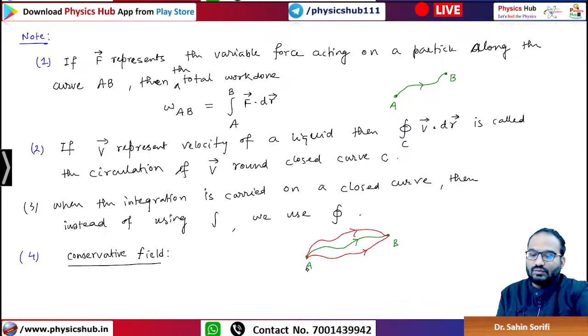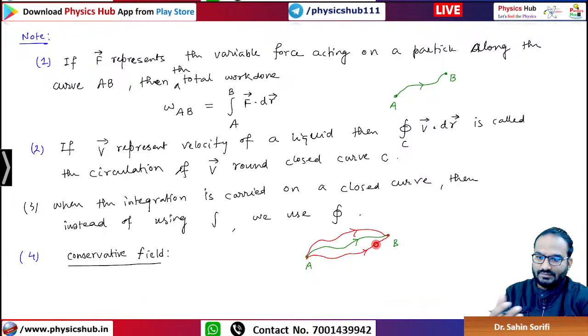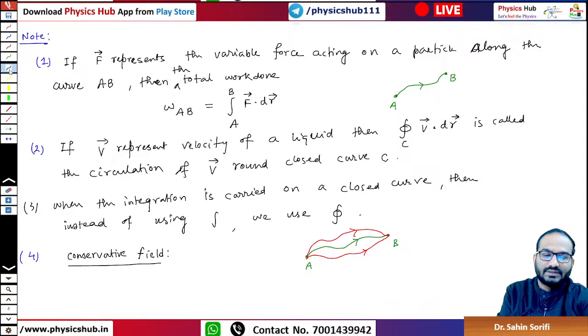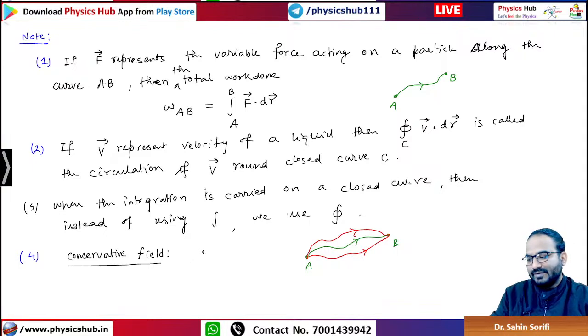It means whether you go along this path or along this path or along this path, the line integral value will be the same. So what is the criterion for being path independent? That the vector function should be conservative. Now how to identify whether a function is conservative or not? If a vector function is conservative, then it can be written as the gradient of some scalar function.